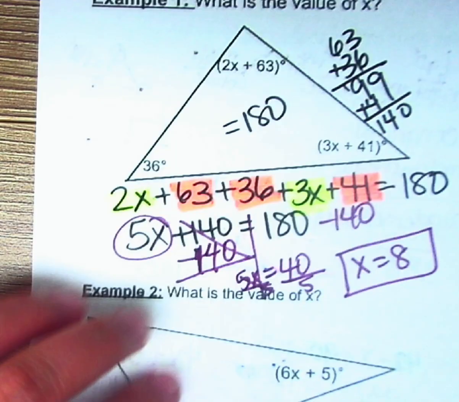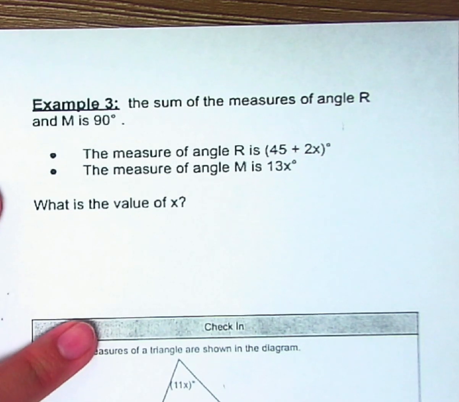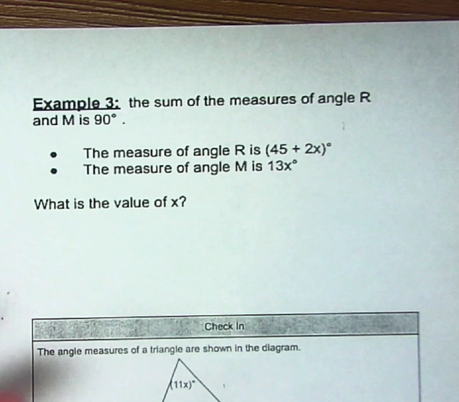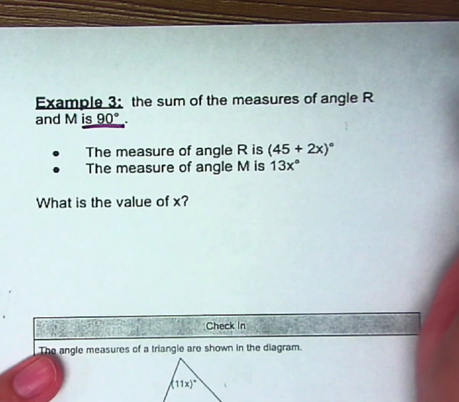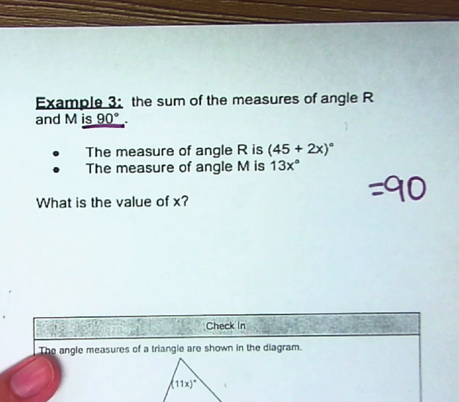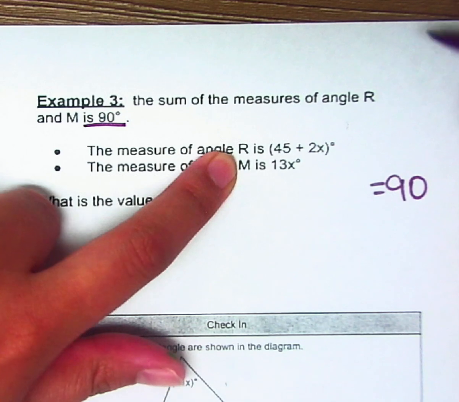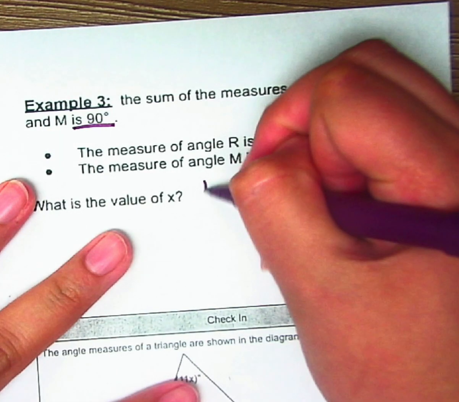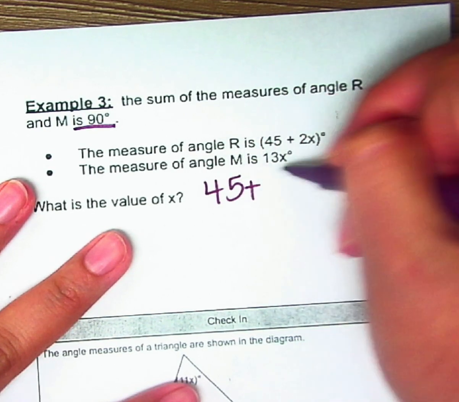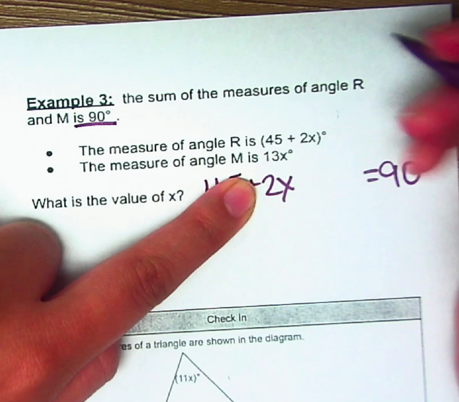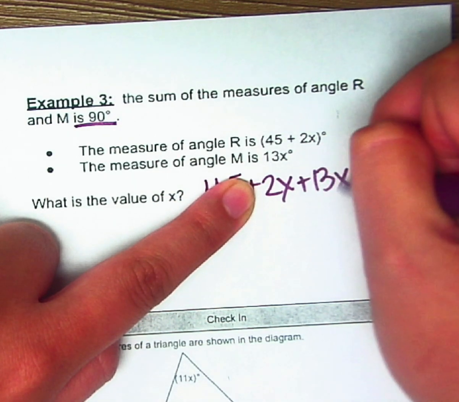Okay, we're going to skip number 2 because I want you to do this one by yourself. We're going to go on to number 3. Number 3 says the sum of the measures of angle R and M is 90. So it's telling me what it's going to equal. It's going to equal 90. So I'm already writing that out. So the measure of angle R is 45 plus 2x. So we can write this. We're going to combine them for 45 plus 2x. And the measure of angle M is 13x. So we're going to add that.